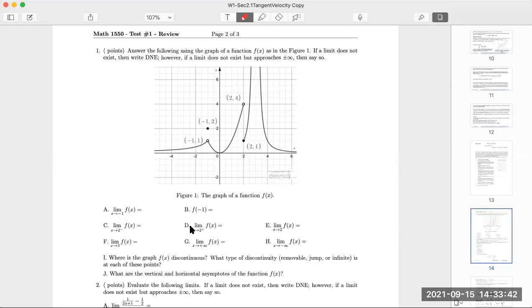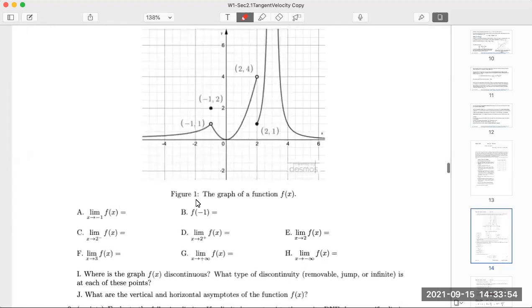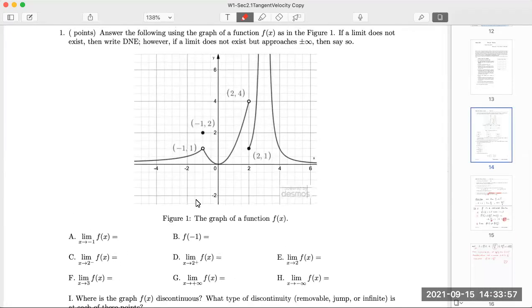Question 1, a to h, we have done already, but let us do it together quickly here. What is the limit of f of x when x approaches -1? -1 is this value, right? If the limit here approaches, what is it? Is it 1? Perfect.